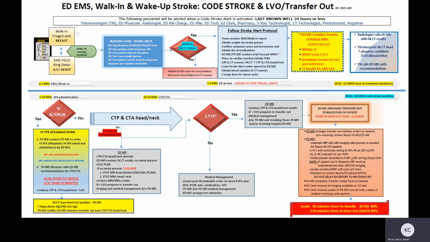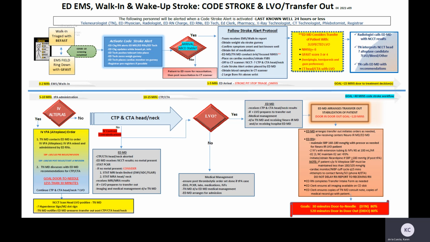Okay. So our goal for door needle, I've got there 80% in 30 minutes and 120 minutes, 80% for door in, door out. So not an easy thing to do, but let me wind it back a little bit to the beginning. So at the beginning, what do we need to know? Most important, I'm always thinking TPA first. Are they eligible for thrombolytic? Last known well, time of symptom onset.